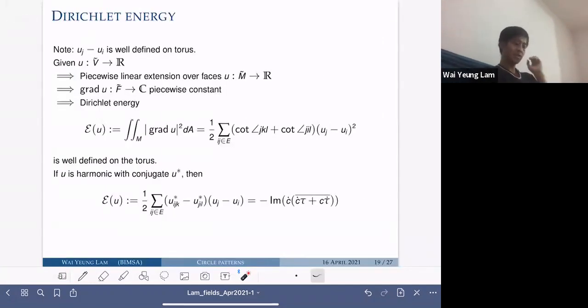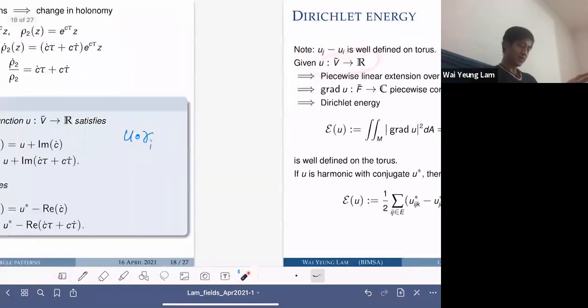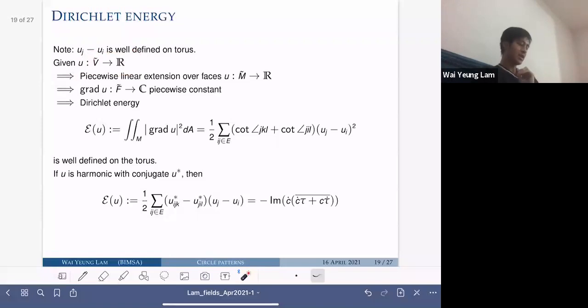Now let's consider the Dirichlet energy. This kind of function lives on the universal cover, and it is defined at the vertices only. But now I can do a piecewise linear extension. For each triangle, I know the value of u at the three vertices, so I can extend it linearly over the face, and altogether I get a piecewise linear function u. Now I can compute the gradient of this u, and it turns out to be a piecewise constant function. It is constant over each face, but there is a jump when you go from one face to another. But anyway, we can still define the Dirichlet energy for this function.